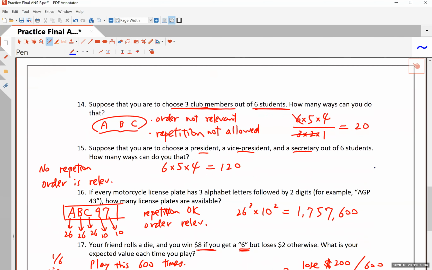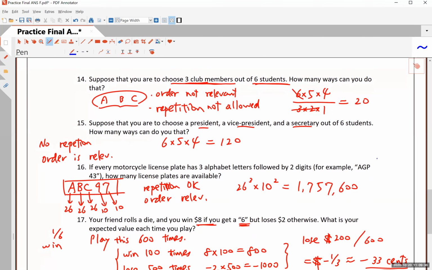Number 14, suppose that you are to choose 3 club members out of 6. So you have 6 students and you're supposed to pick 3 club members. How many ways can you do that? I ask 2 questions first. Is repetition allowed, and is the order important? In this case, you are to choose 3 different club members. That's implicit because you can't choose one person 3 times and call that 3 club members. So it's pretty clear that repetition is not allowed. The order is not important because you're just choosing club members.